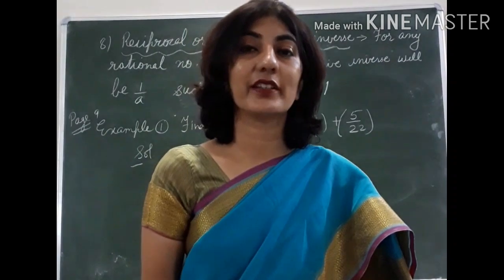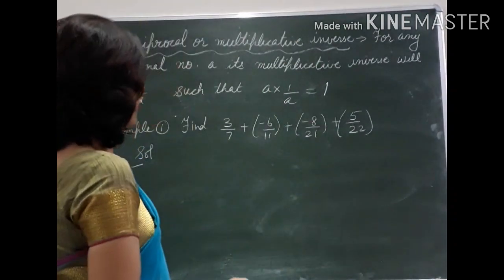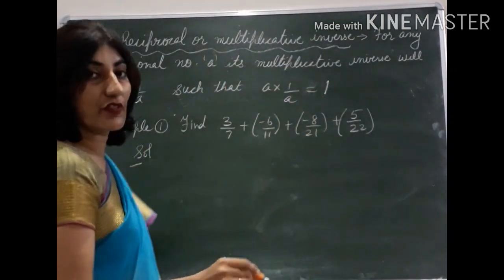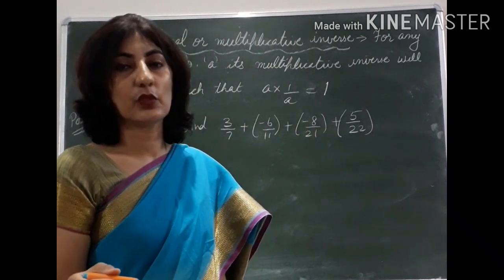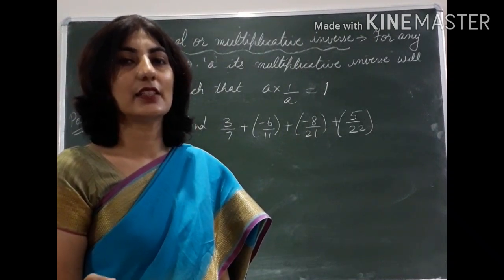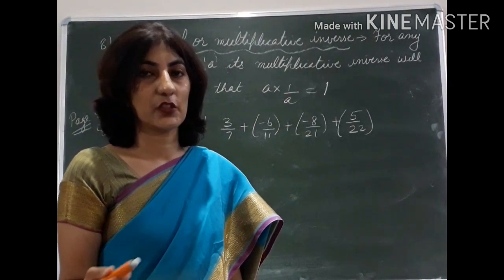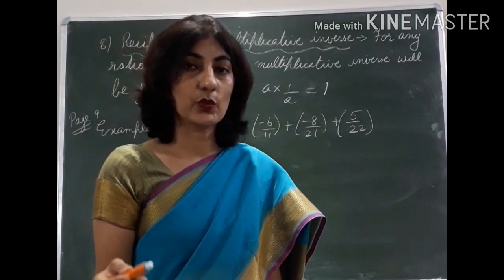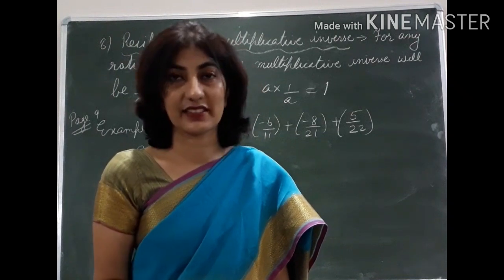Next property is the reciprocal of a rational number, or in other words we say the multiplicative inverse of a rational number. For any rational number a, its multiplicative inverse will be 1 by a, such that when I multiply the number and the multiplicative inverse, the result should come 1. So this is the reciprocal or multiplicative inverse for rational numbers. Now all these properties I have discussed with you. On the basis of these properties, we are going to do the questions in the exercise.